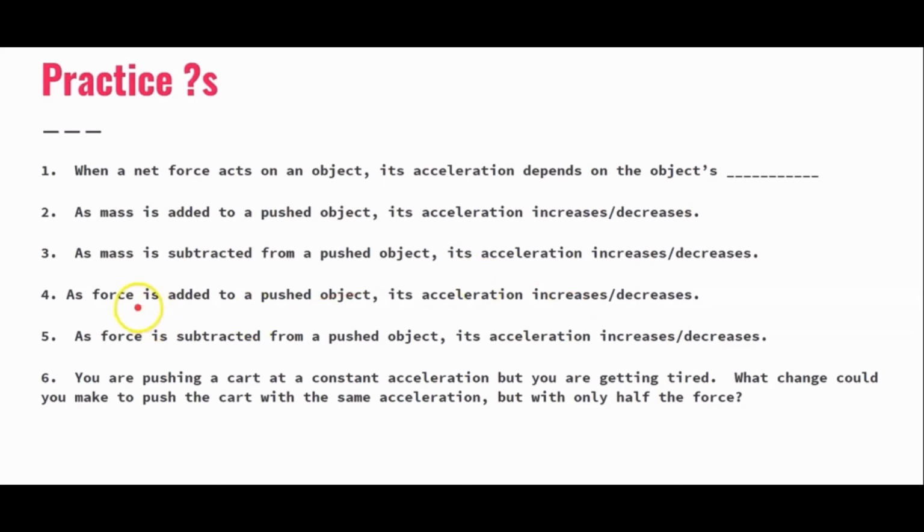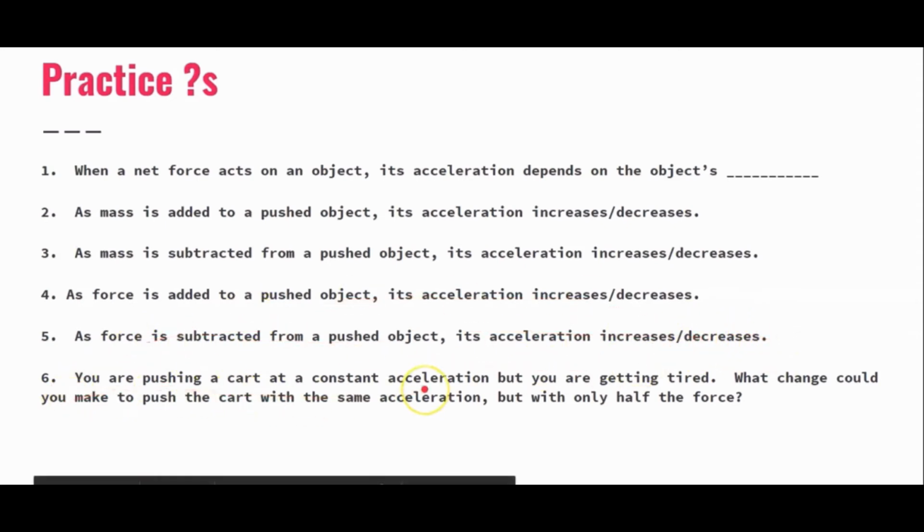For number 4, as force is added to a pushed object, so you're adding more force and you're pushing it more and more, the acceleration is going to increase because force and acceleration have a direct relationship. So as force goes up, acceleration goes up. As force is subtracted, so you're taking force away from your object, its acceleration would decrease because again, it has a direct relationship. If this goes down, this also goes down.